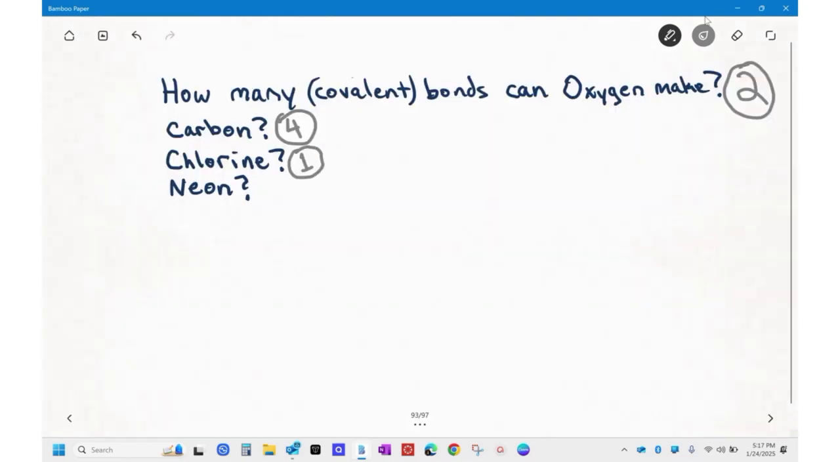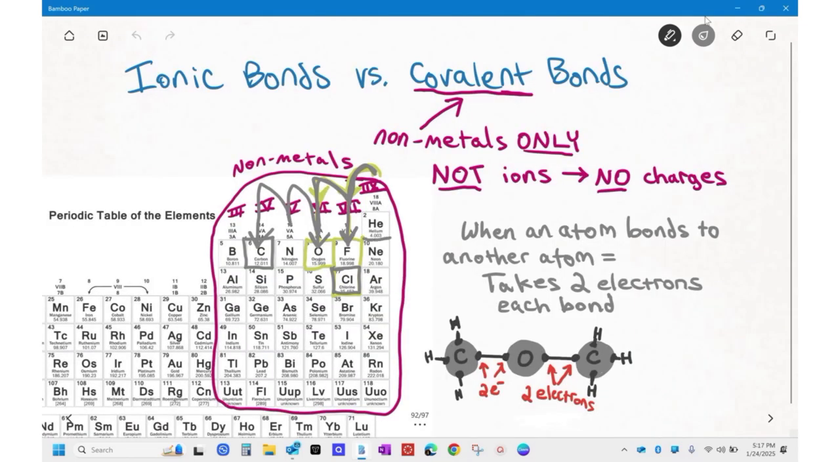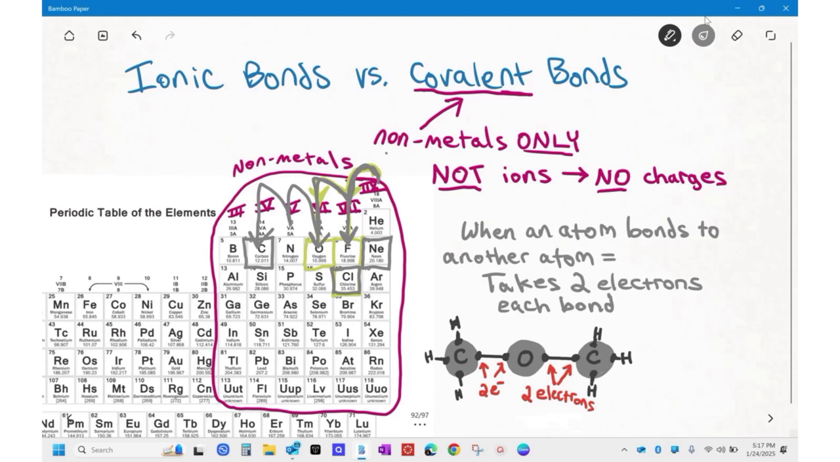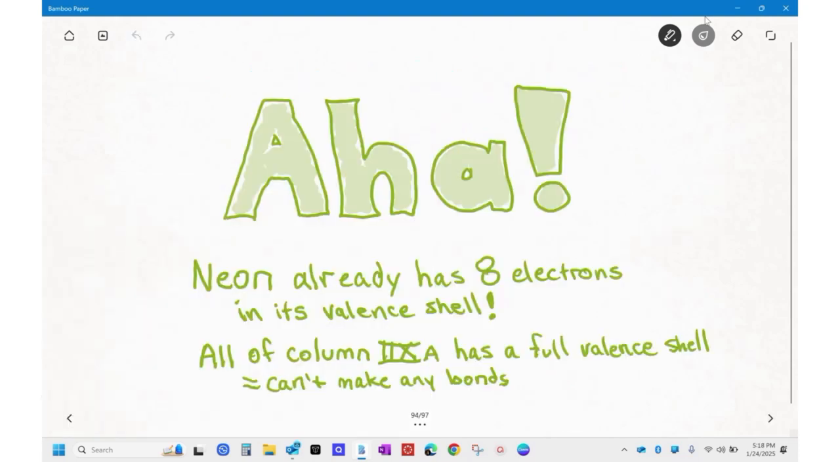Now, what about neon? Neon is abbreviated Ne, and here's neon right here. Neon is in column 8. So how do you count backwards from the column that you're already in? Aha! See, neon already has its 8 electrons in its valence shell. It's full. It is full. Full up, no vacancy. There are no spaces to add any more electrons to neon's valence shell.